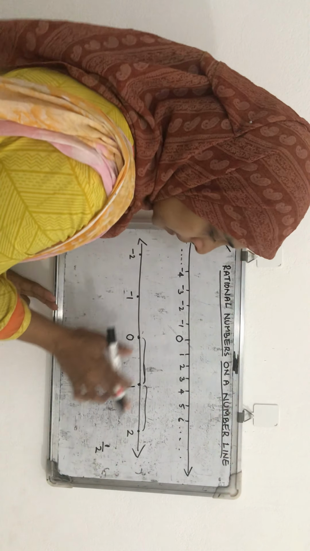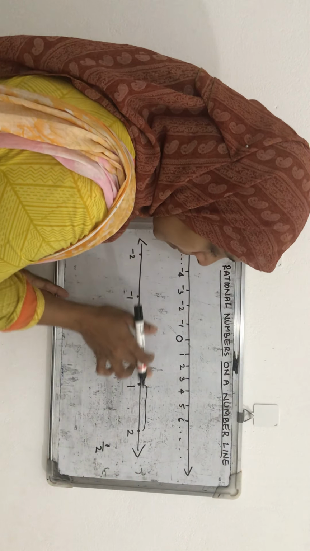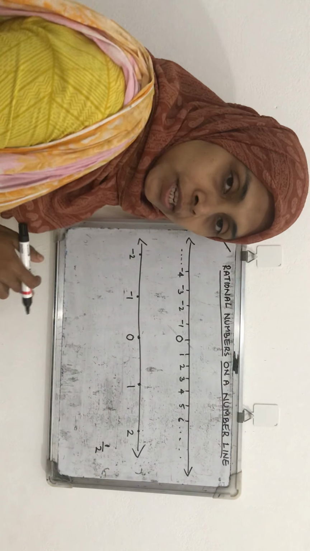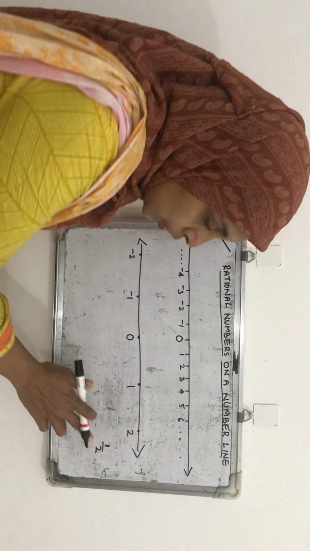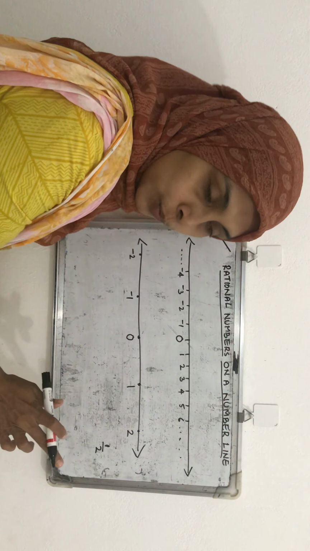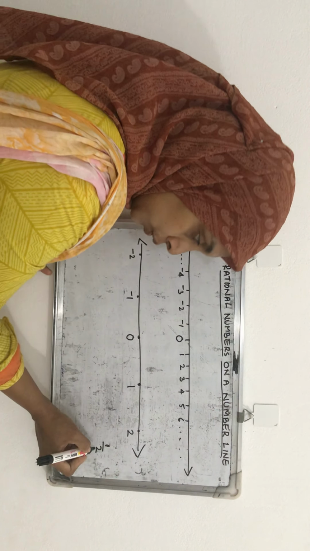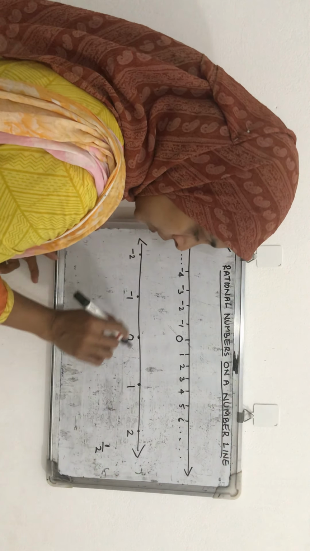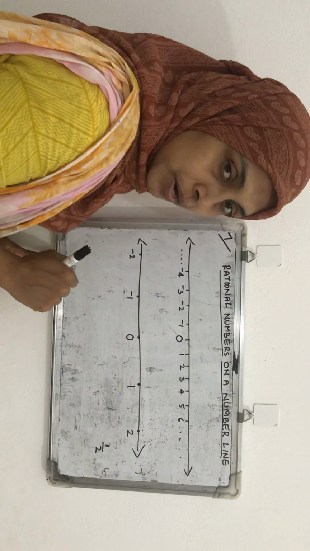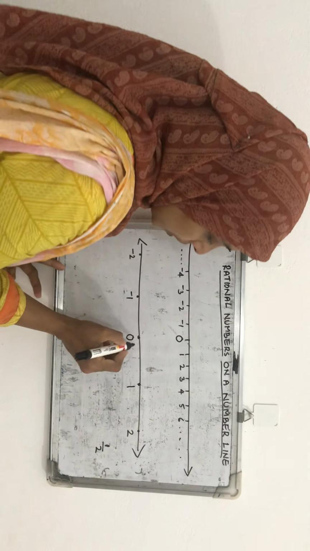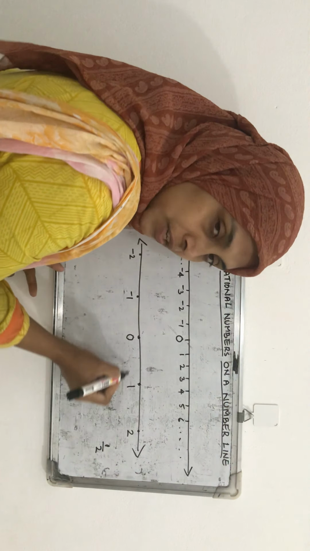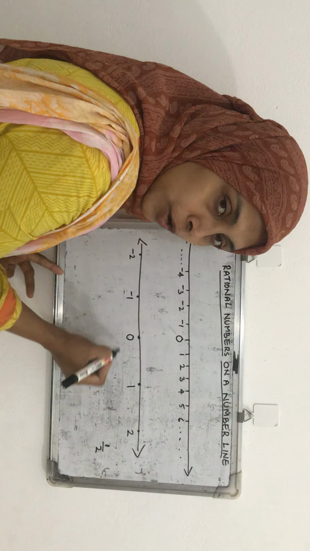Now to represent this half on this number line, first we look at the denominator of the given rational number. What is the denominator of 1 by 2? It is 2. If it is 2, then we divide 1 unit distance into 2 equal parts. We know 1 by 2 lies in between the integers 0 and 1.